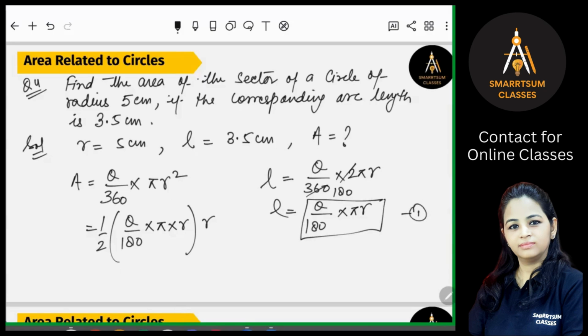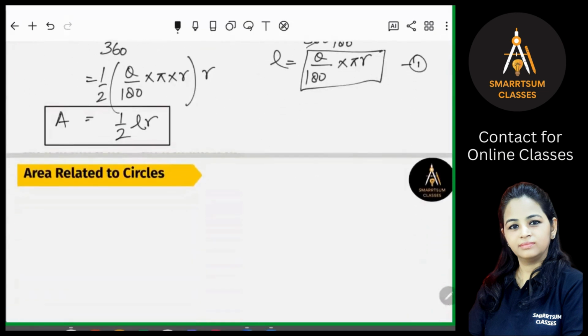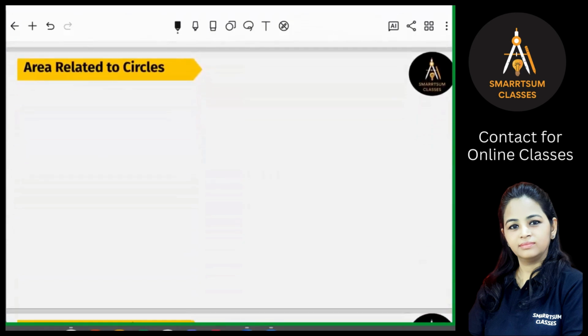Suppose this is equation number 1. So using equation number 1, we can write it as 1 by 2, and this whole thing will become L into R, right? So what we have got here is the relation between A, L, and R. A is equal to, means the area of the sector is equal to half of the length of the arc into the radius of the circle, right? Now we can directly use this formula to find the area. So area is half LR, right?